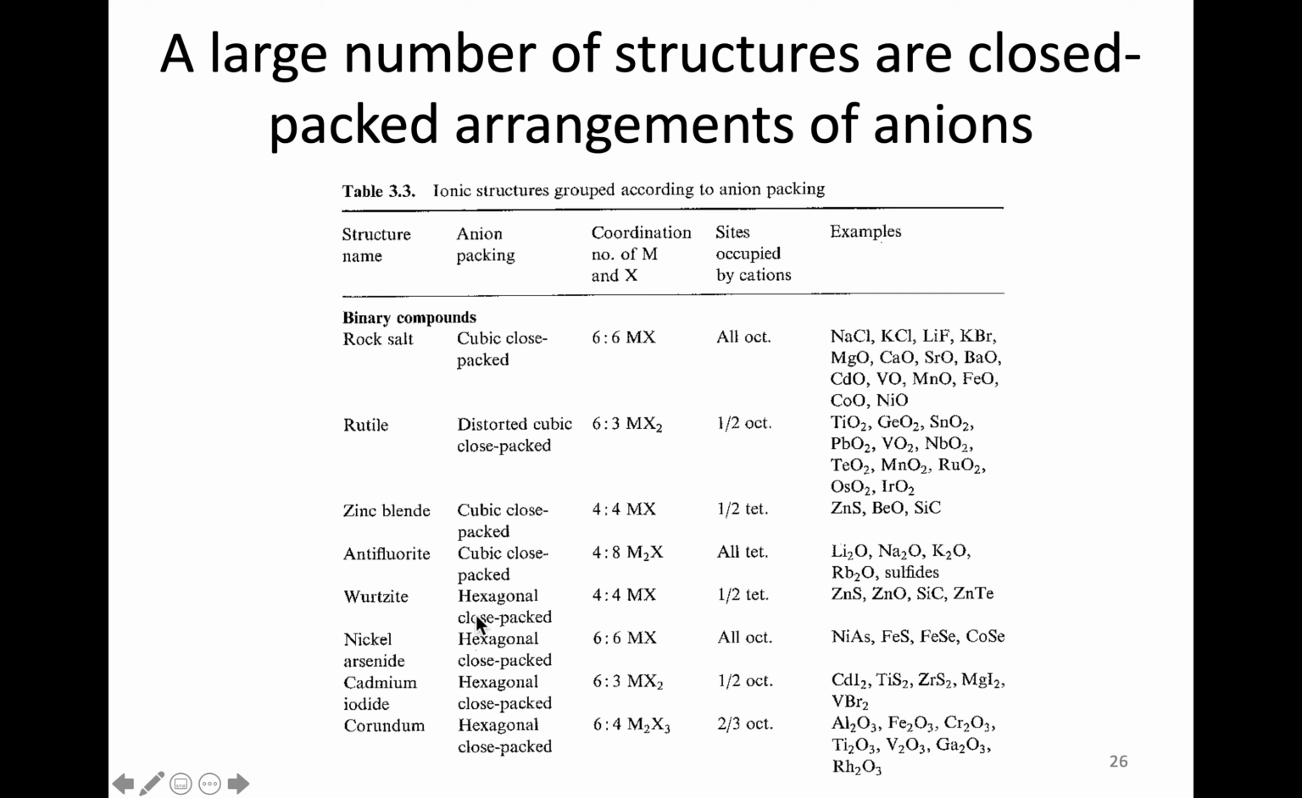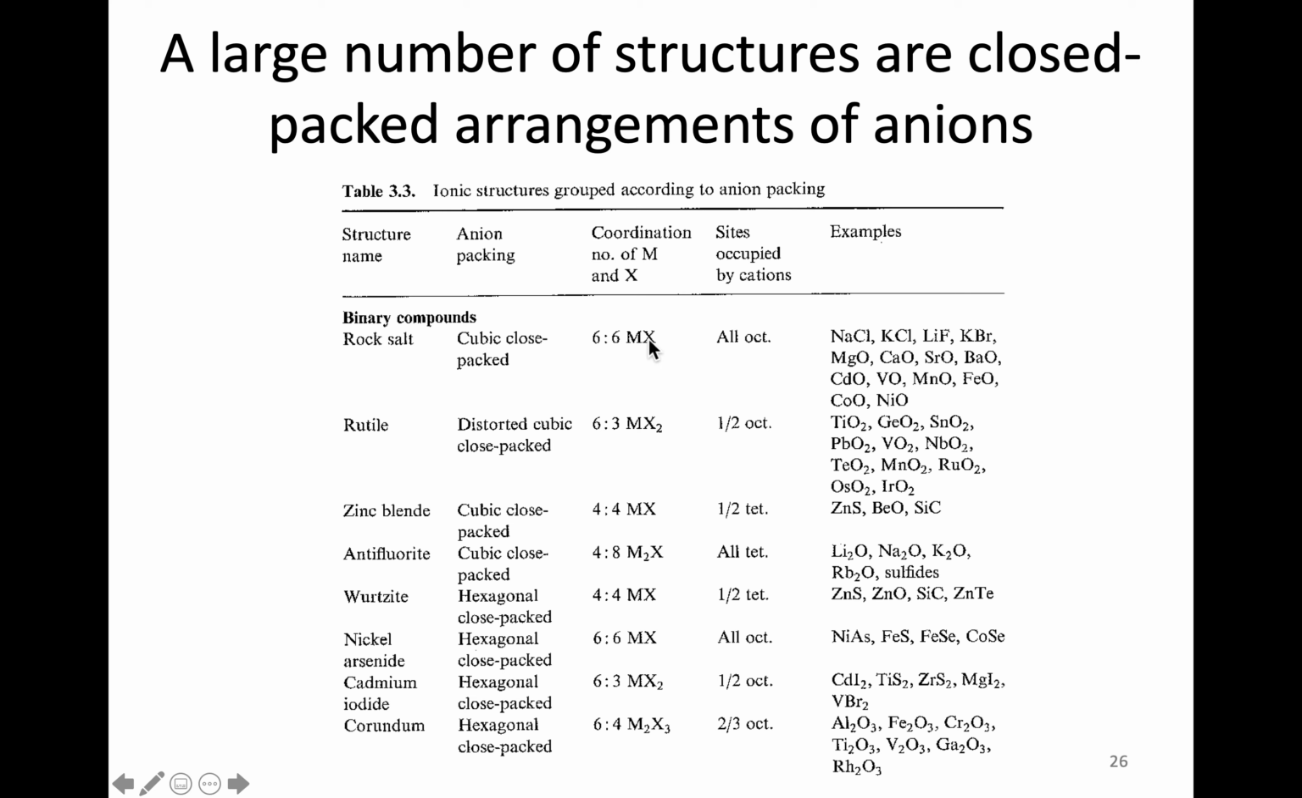And so this is a table from your book. I had to cut off some of it, but it's Table 3.3. And these are all of those structures. You can see that the second column is called anion packing. So you can see cubic close packed, which is another word for FCC. You can see distorted cubic close packed, so basically the same thing. Cubic, and then you can see hexagonal. So all of those are either based on cubic or hexagonal close packing. Then the coordination numbers are given along with the stoichiometry.